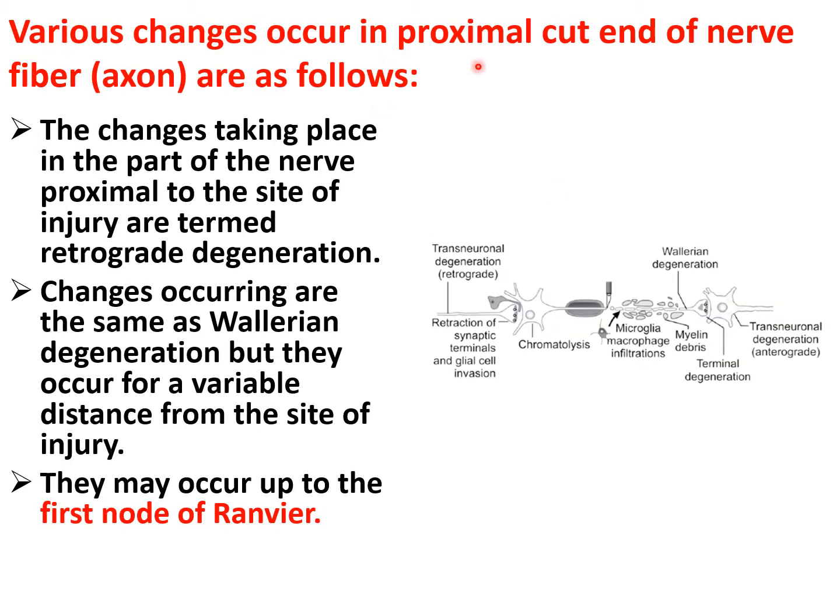Now the changes that occur in the proximal cut end of the nerve fiber or axon, that is, the changes taking place in the part of the nerve proximal to the site of the injury, are known as retrograde degeneration. The changes occurring are the same as Wallerian degeneration, but they occur for a variable distance from the site of the injury, and they may occur up to the first node of Ranvier.